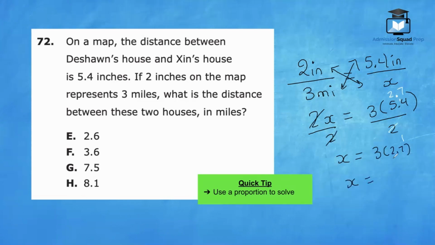When we multiply 2.7 times 3, we have 3 times 7 is 21, 3 times 2 is 6, plus 2 is 8. We have 8.1 miles. So H is the correct answer.